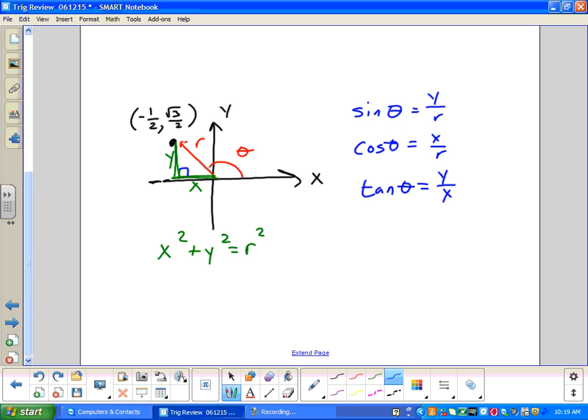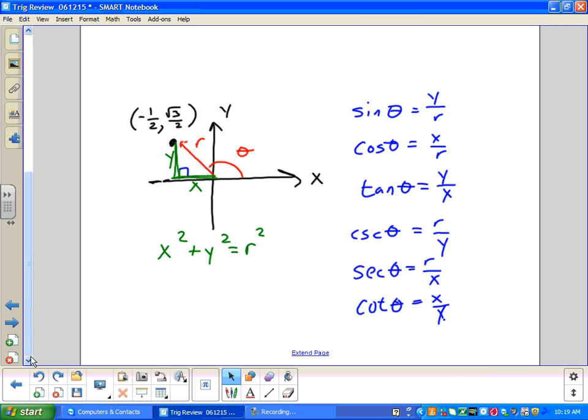And if I want to do the reciprocal functions, I can, just so we make sure we see them. Cosecant theta would be r over y. Secant theta would be r over x. And cotangent theta would be x over y. And again, x and y can't be 0. That's a unit circle problem when those are 0. We'll get to that in another video.